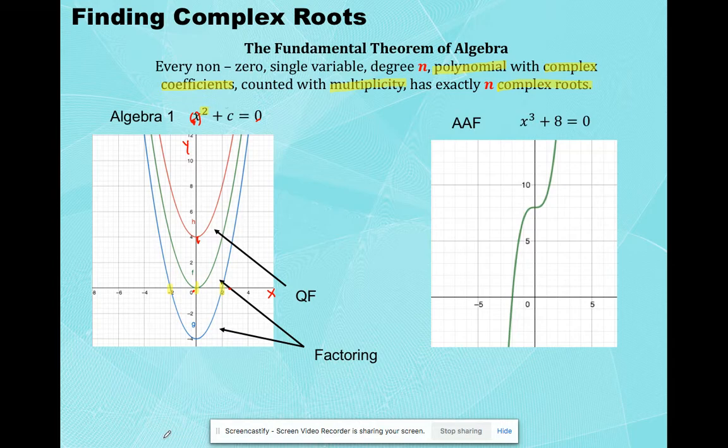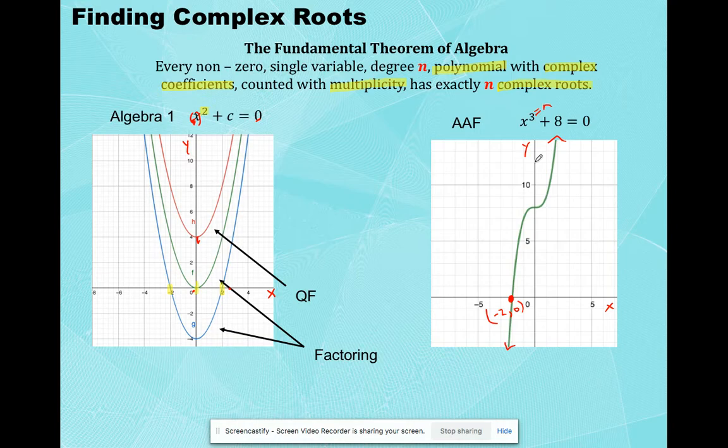Then in AAF, we moved on to not just quadratics, we moved on to higher order polynomials. And we said, oh, this is an odd degree polynomial. Therefore, the ends behave like a line. Therefore, there is guaranteed to be one real 0. And hopefully you can see that that is -2 on the Cartesian real number line. But by the fundamental theorem of algebra, there are 2 more zeros. They just aren't real because you don't see any other x-intercepts.